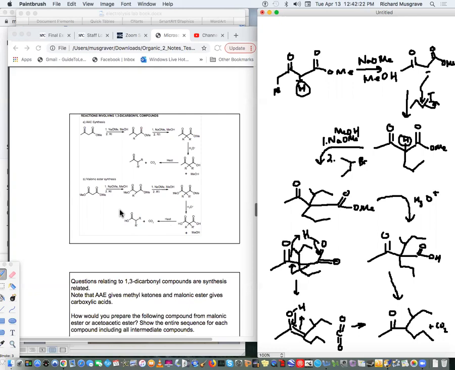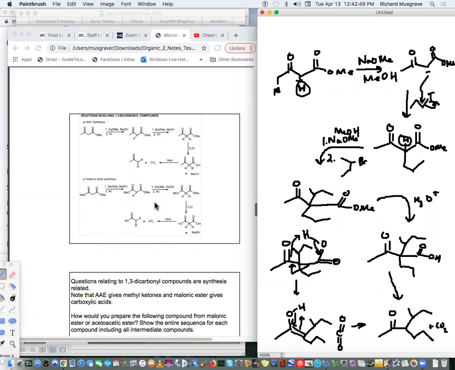So both of these methods allow us to make one or the other of something we might need. And it's all very versatile because we can use whatever alkyl groups we need in order to attain our goal of getting either a methyl ketone or a carboxylic acid, depending on what we want to start with. Does anybody have any questions so far?